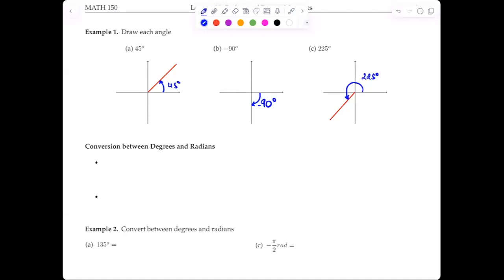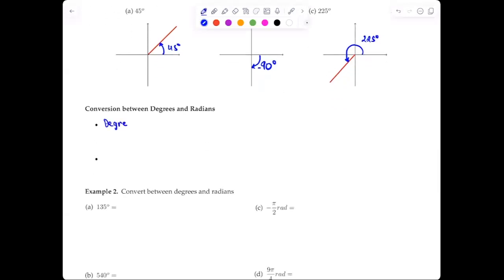Now to convert between the two angle measures, we have a formula. I want to convert from degree to radians, and I have one formula. I want to convert radian back to degree measure. So here are the formulas. From degree measure to radian measure, you multiply the angle by pi radian over 180 degree.